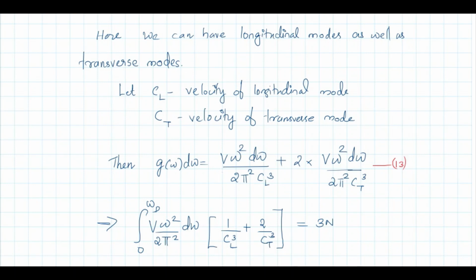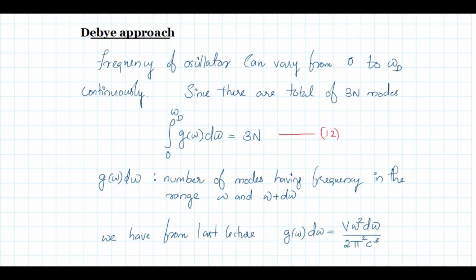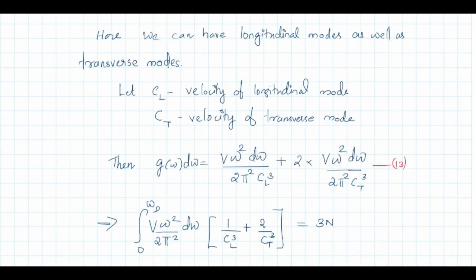When you substitute the g of omega d omega value in expression 12, you will get the integral from 0 to omega D of V omega square by 2 pi square d omega into (1 by CL cube plus 2 by CT cube) equal to 3N.